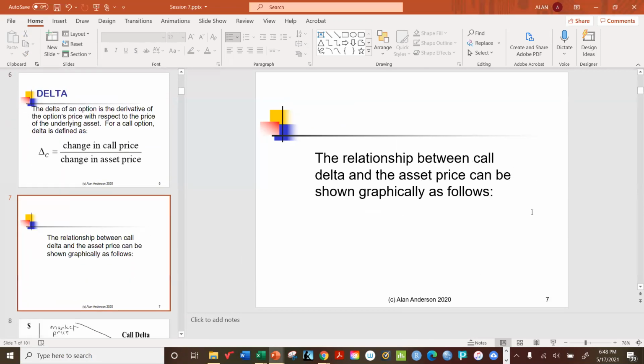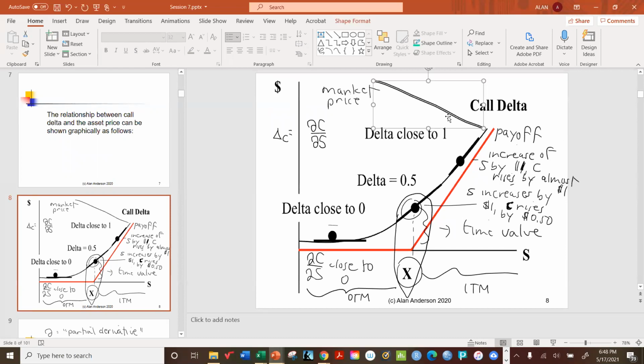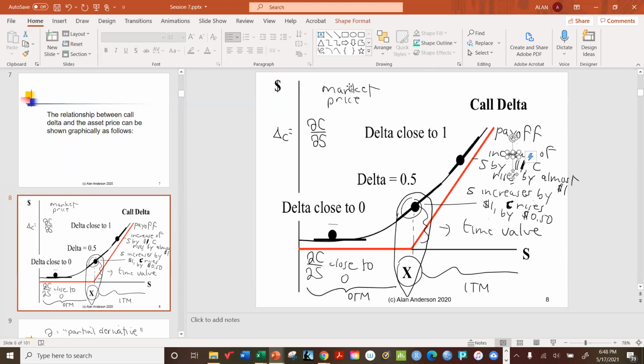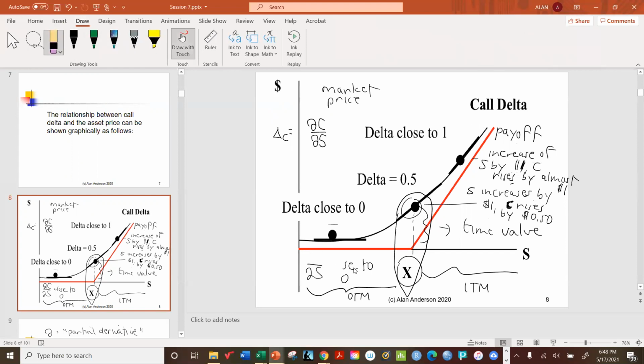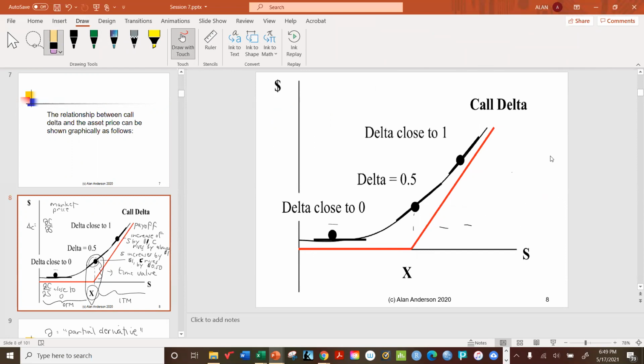Now, let me just get rid of some of this old drawing here so we can start all over again. Not that this is invaluable, but I want to start again with you. Okay, now what are we seeing here?